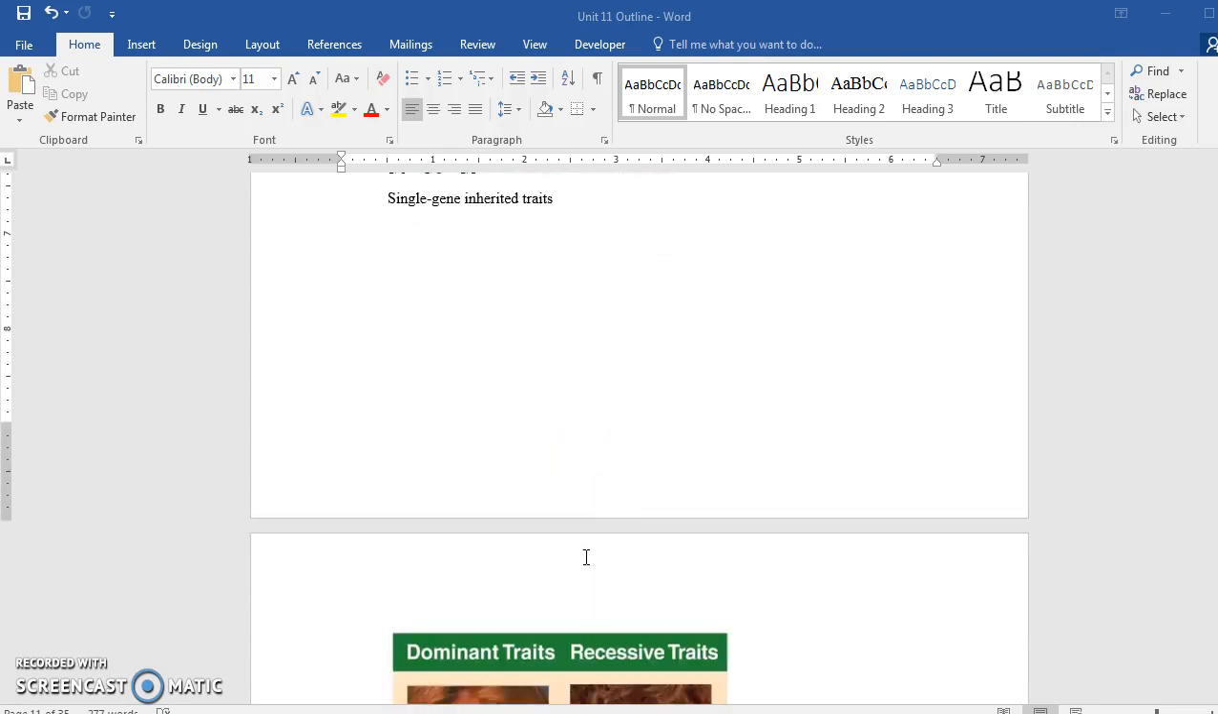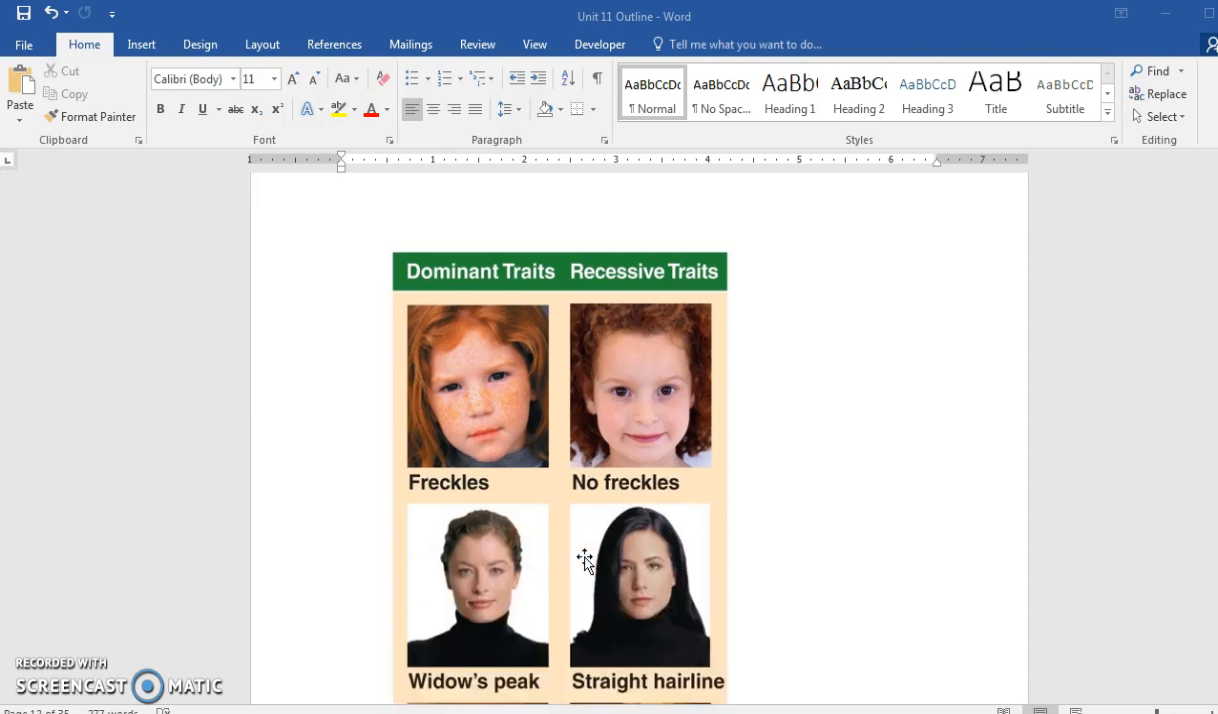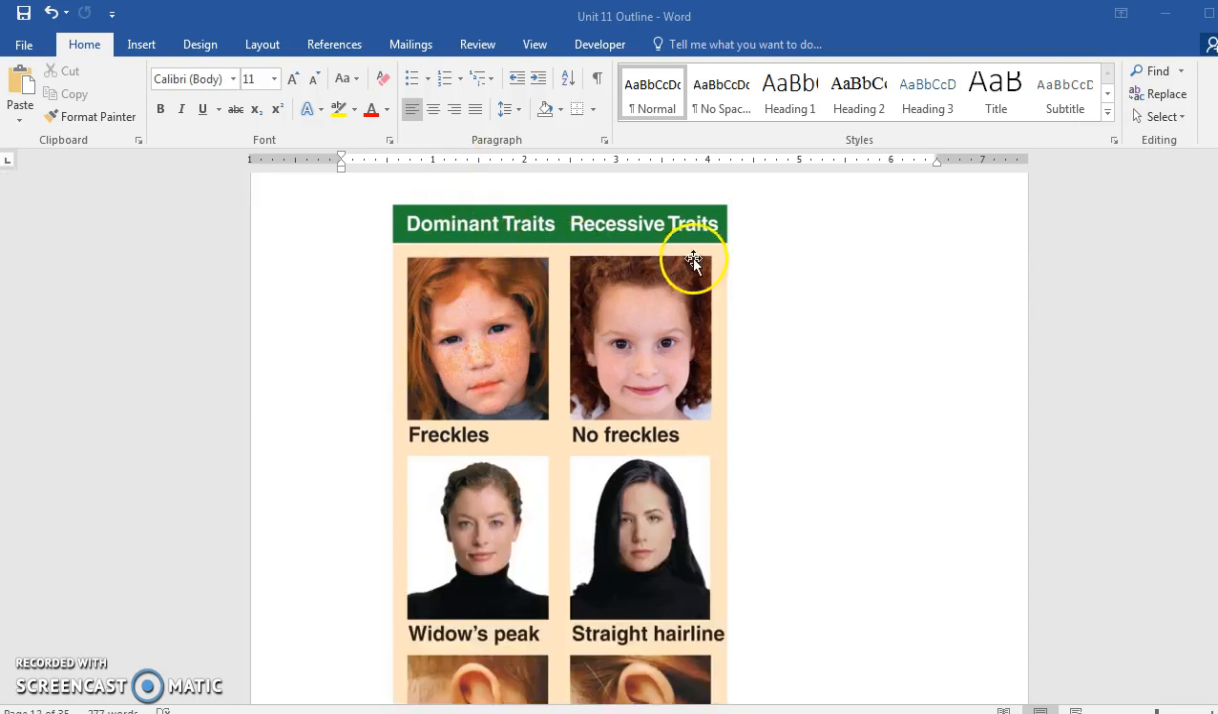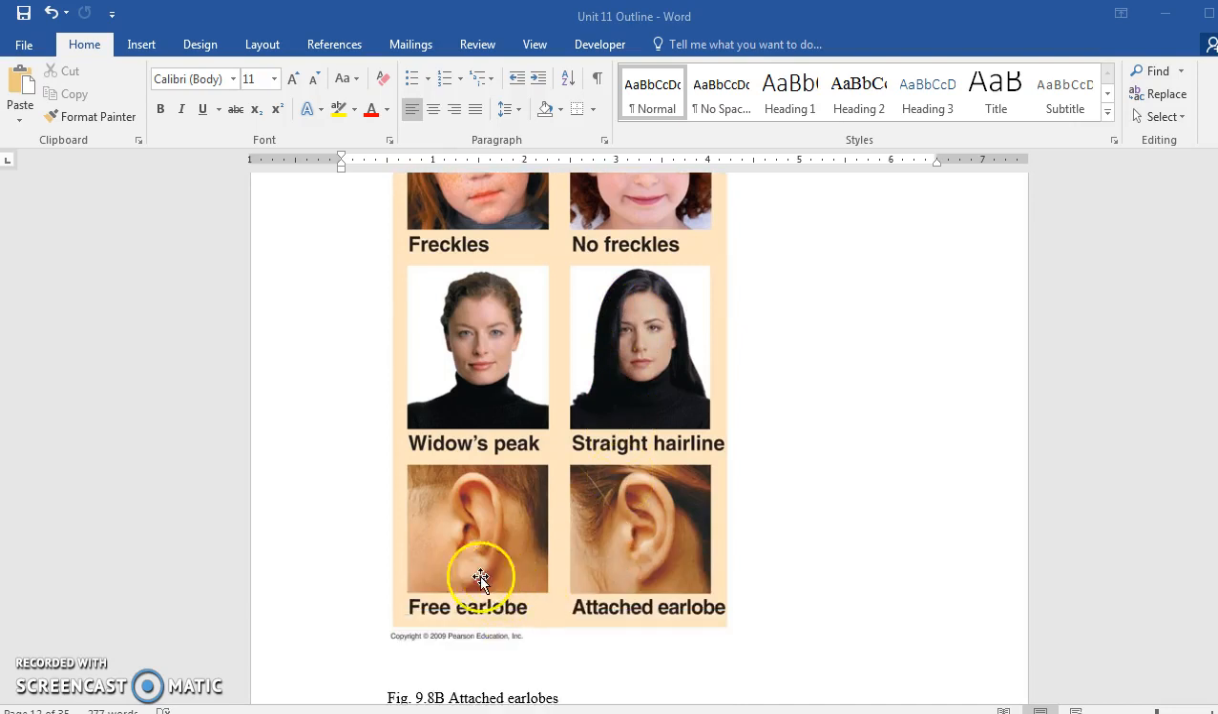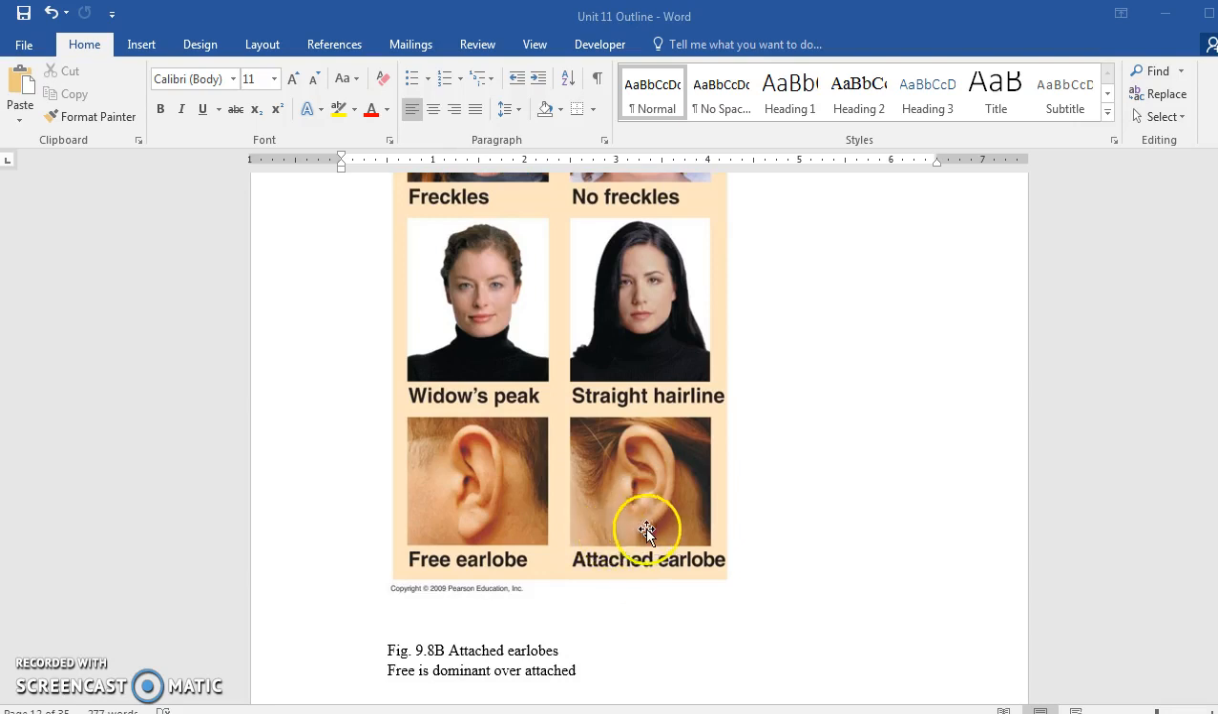Okay, some single gene inherited traits. These are just a few that are mentioned in the text. Dominant traits versus recessive traits, and they're in their respective columns. Freckles is dominant over no freckles. The widow's peak is dominant over straight hairline. The free earlobe that hangs is dominant over the earlobe that is attached. Some people cover their ears with long hair, but if you actually see the earlobe, the free earlobe is dominant, the attached earlobe is recessive.